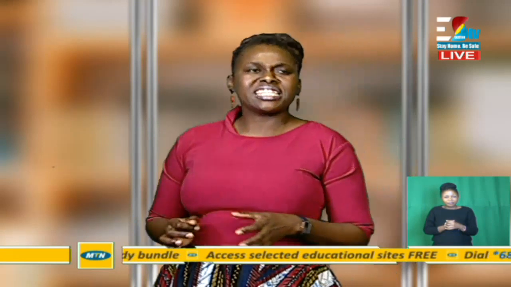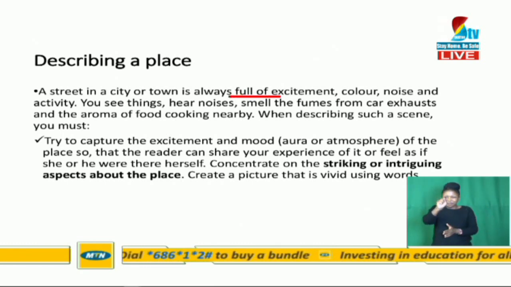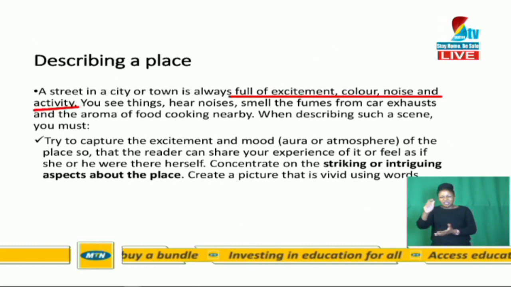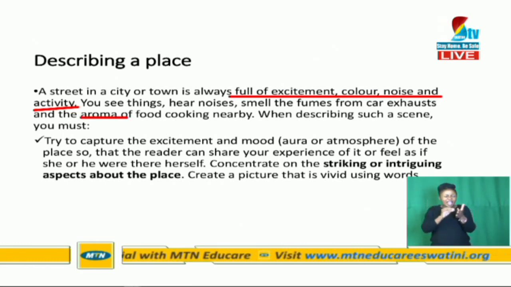Let us now move on so that you can see how we can go about describing a place. A street in a city or town is always full of excitement, color, noise, and activity. You always see these things. You see things, you hear noise, you smell the fumes from the car exhaust and the aroma of food cooking nearby. When describing such a scene, these are the things that you should take into consideration, my dear Lena.